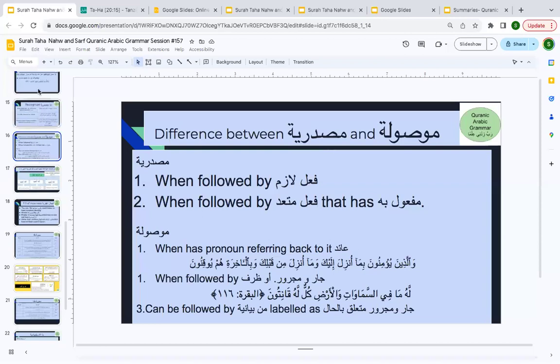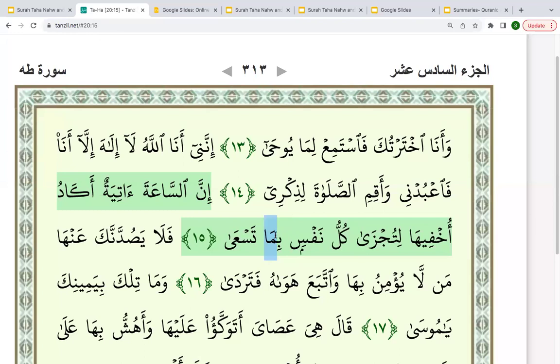Pay some attention to the fail after it, and also see if there is a harfjar. It can be ma masdariya and stuff like that. Okay. Is this clear to all of you that it can be masdariya?